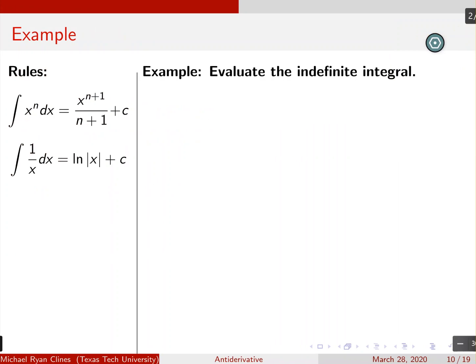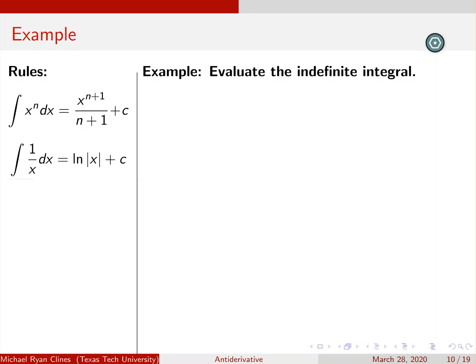All right. So, this is going to be the setup. On the left side, we've got our two main rules that we have right now. The power rule, which is this guy. And then we have the log rule, which is this guy. And the power rule states that the integral of x to the n dx is equal to x to the n plus 1 divided by n plus 1 plus c.